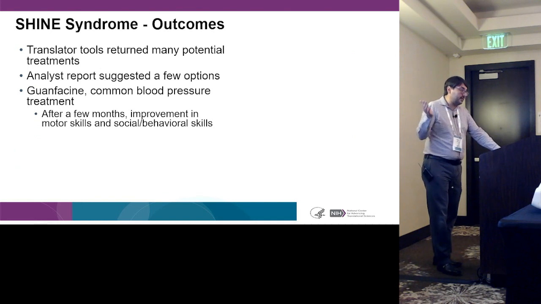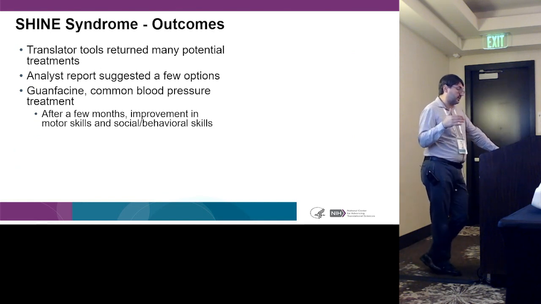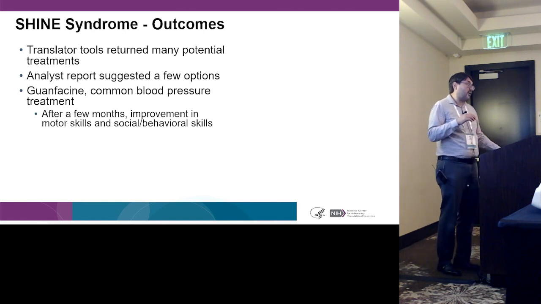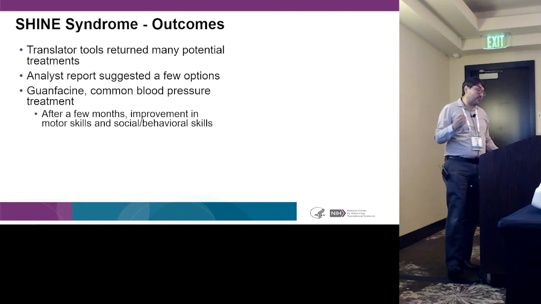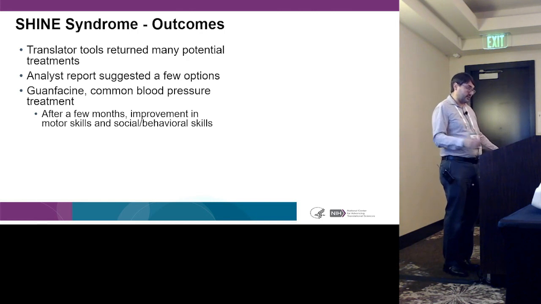Translator returned many potential treatments, and the analyst's report suggested a few options that may be worth considering. Based on this report and the doctor's review of it, one of the patients was started on a common blood pressure treatment called guanfacine. After approximately 5 months, the patient showed measurable improvement in both motor and behavioral skills.